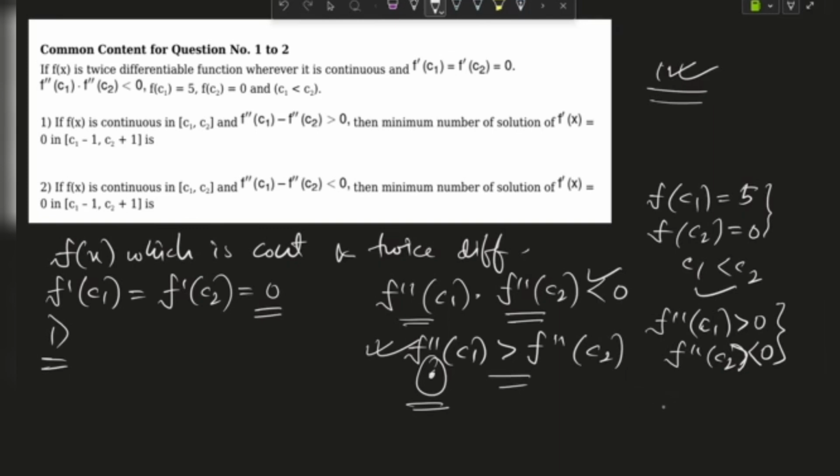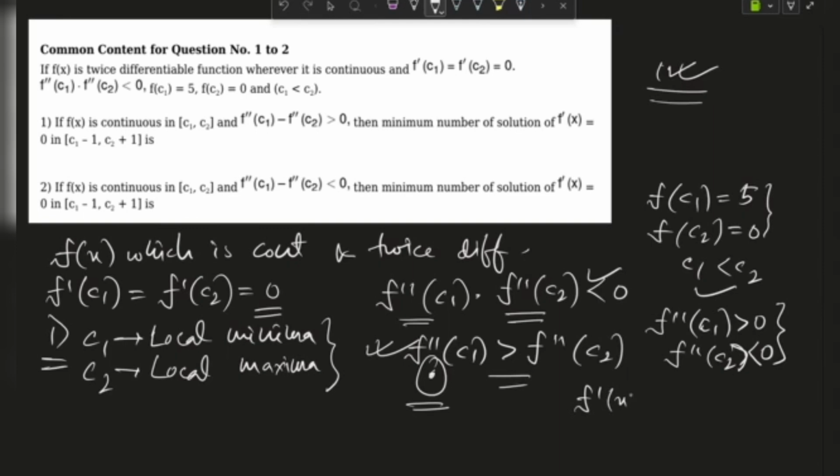So basically if we write out in terms of language, then c1 here will be our local minima. Pretty obvious. And c2 here will be our local maxima. So now we have to find out the minimum number of solutions of f dash x equal to 0 in between this interval of c1 minus 1 to c2 plus 1. This is also used in the second question. So if you watch this carefully, you will be able to do the second question pretty easily.